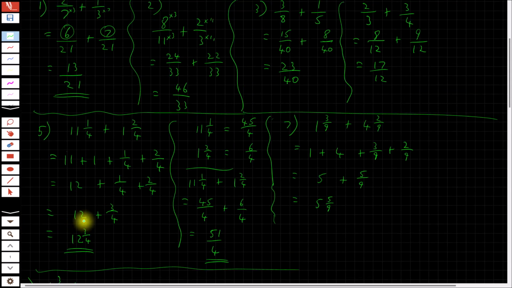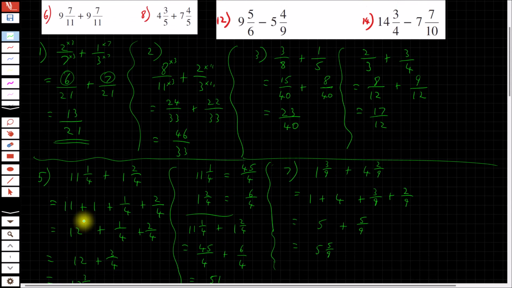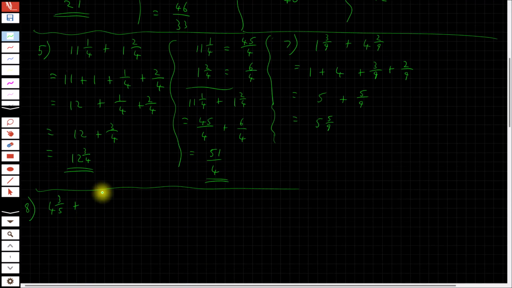Plus 7 4/5. This is equal to 4 plus 7 plus 3 over 5 plus 4 over 5. 4 plus 7 is 11, plus the fraction. 3 plus 4 is 7, 7/5. 9.